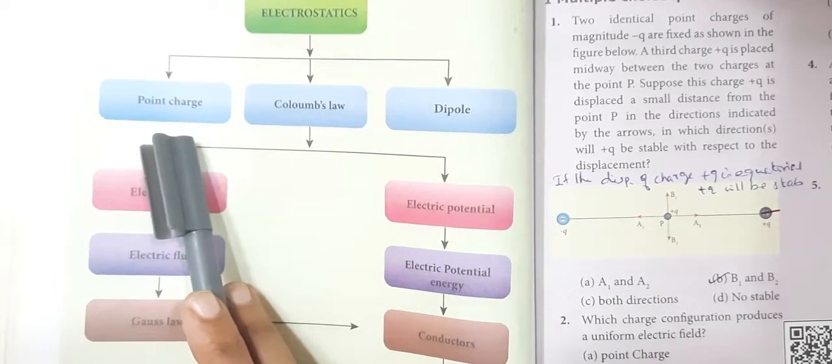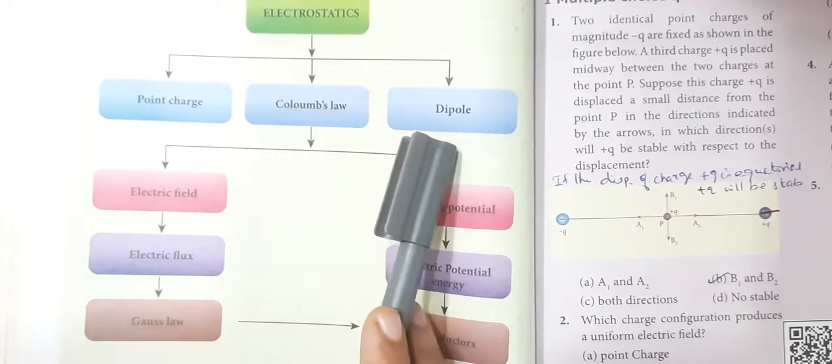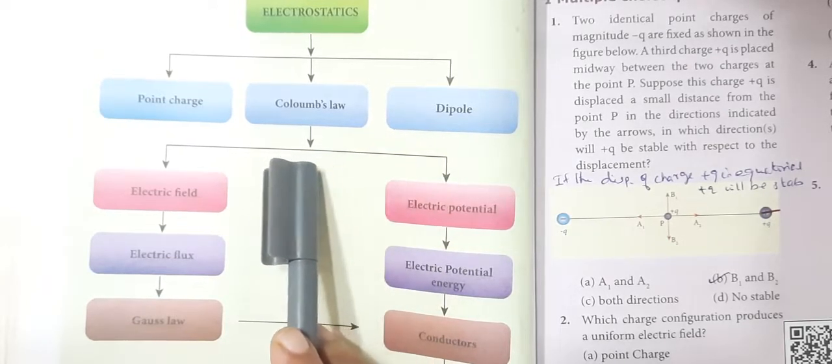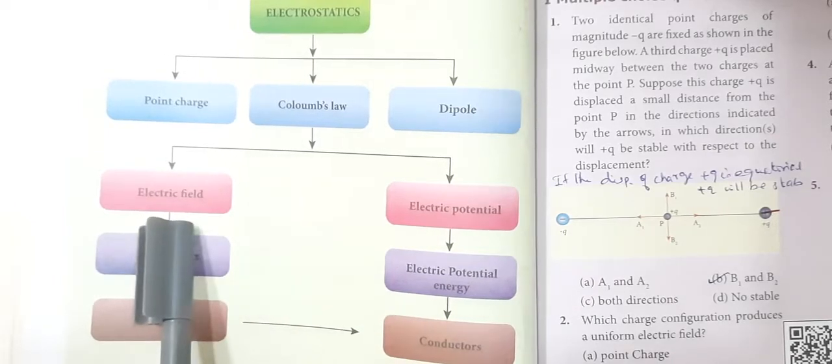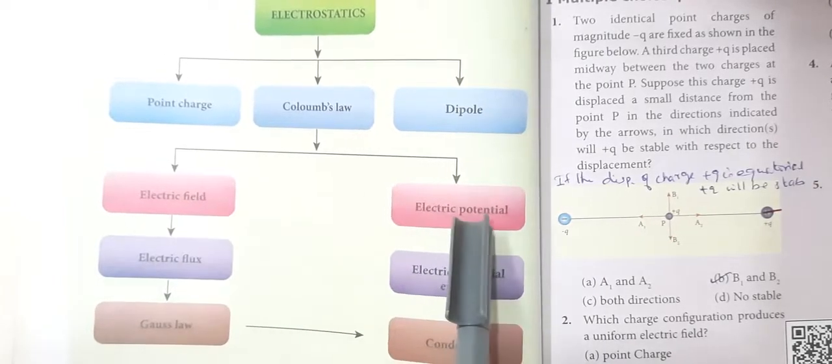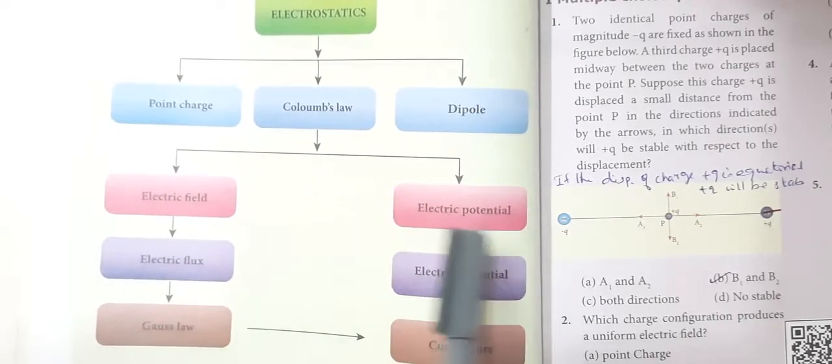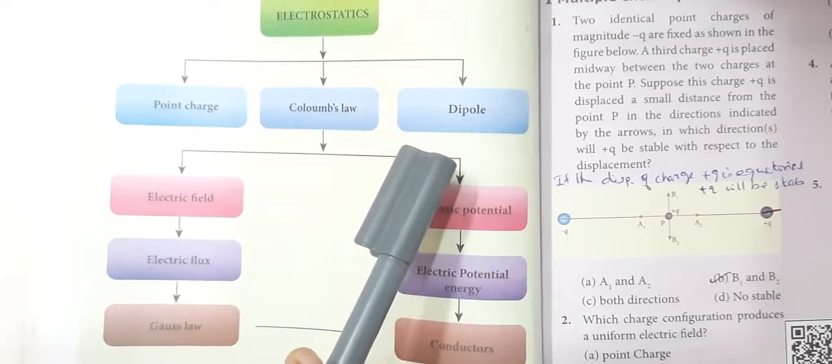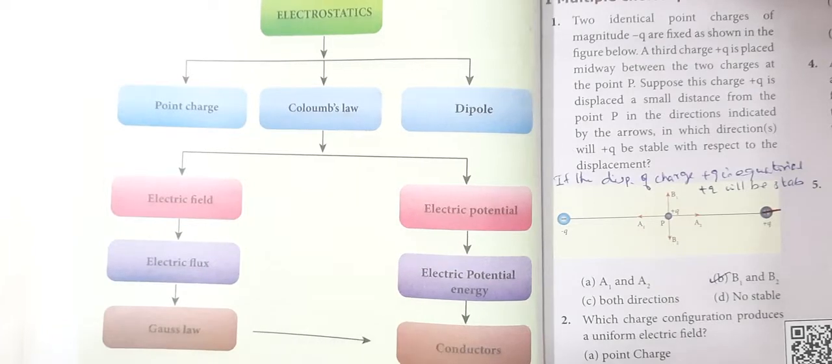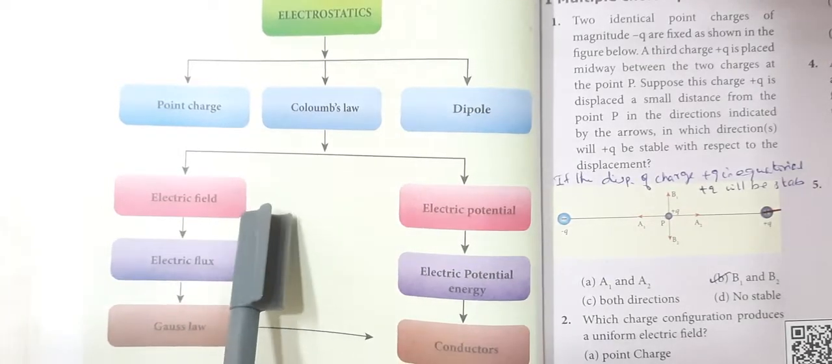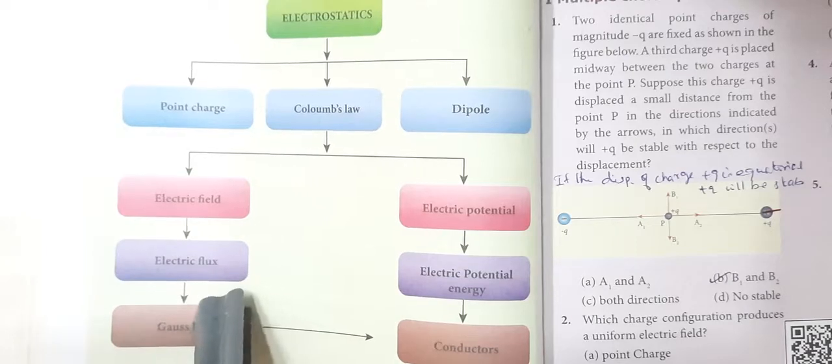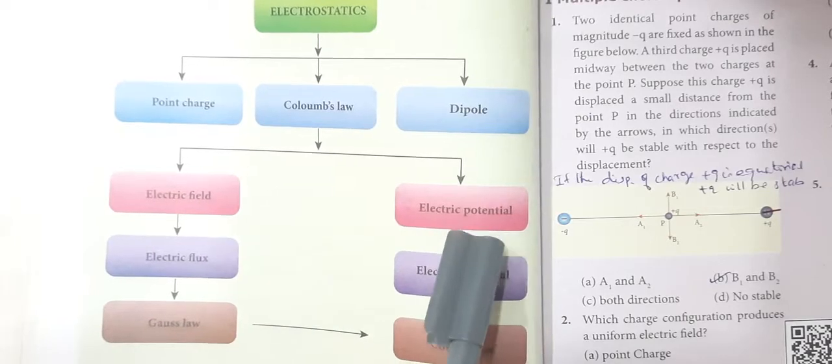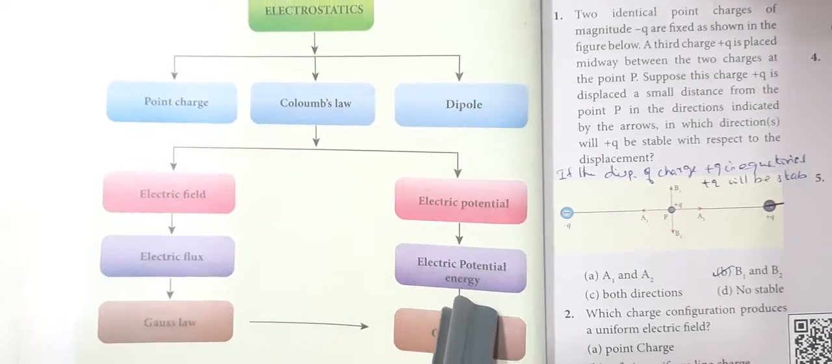We have learnt point charge, Coulomb's law and electric dipole. Then, as a continuation of Coulomb's law, we have learned electric field and electric potential, E and V. Electric field due to a dipole on the axial line and equatorial line, and similarly electric potential due to a dipole, we have discussed. Then from electric field, the explanation extends to electric flux and Gauss law. From electric potential, the explanation we have extended to electric potential energy.